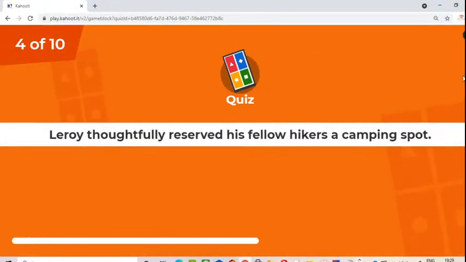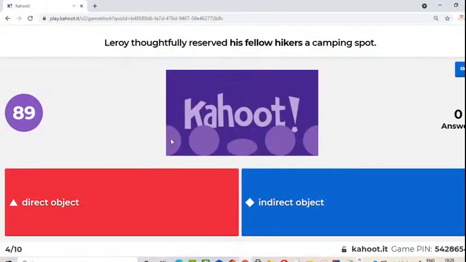The next question is Leori thoughtfully reserved his fellow hikers a camping spot. Okay, come on, guys. Leori thoughtfully reserved his fellow hikers a camping spot. So his fellow hikers are the highlighted words here. So you have to find out whether it's a direct object or an indirect object. I've got one answer.